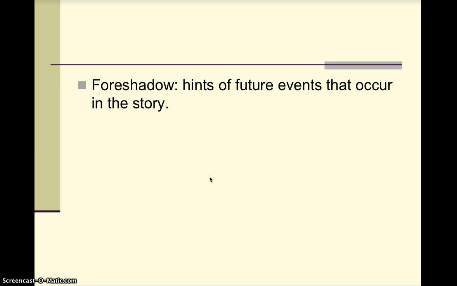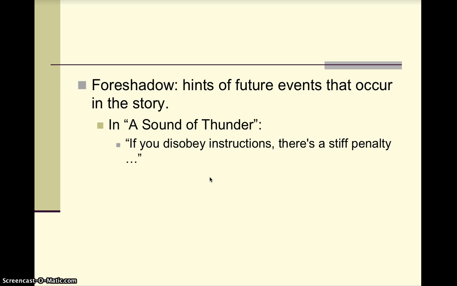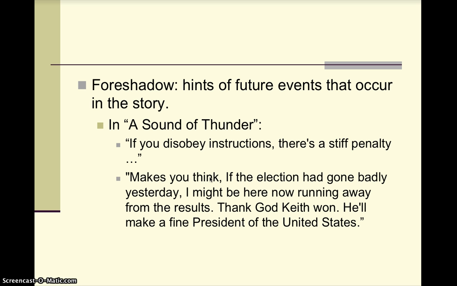Foreshadowing is another one that we've looked at: hints of future events that occur in the story. For example, in "A Sound of Thunder," we had several foreshadowing lines. "If you disobey instructions, there's a stiff penalty." And of course, this foreshadows that he will disobey instructions and there will be a stiff penalty. He dies. "Makes you think if the election had gone badly yesterday, I might be here now running away from the results. Thank God Keith won. He'll make a fine president." Of course, this foreshadows by the end of the story that Keith will not win the election and that the world will change for the worse in that case.